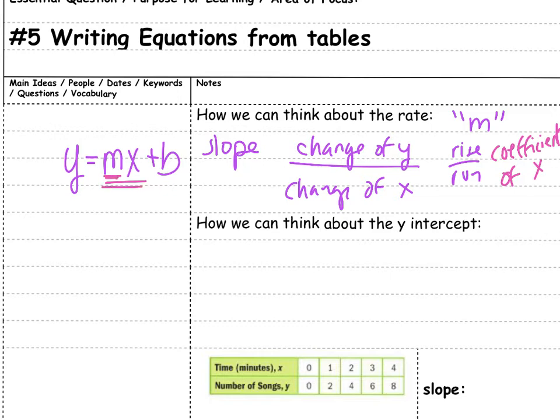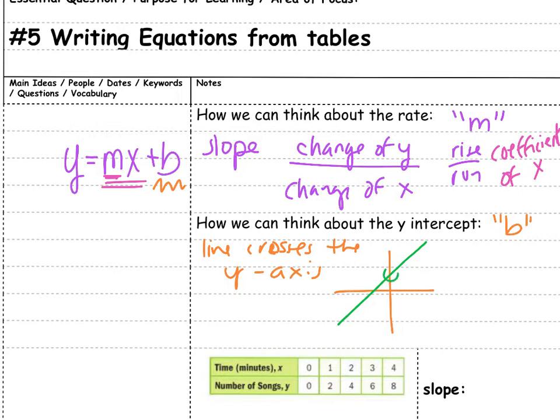in our equation. We also have a few ways of thinking about the y-intercept. In that equation, we know our y-intercept is that b value. And it's where the line crosses the y-axis. So if we look at a graph and our line is here, it's that point where it crosses the y-axis. And we know we could write a coordinate for that point of 0, something. And that something would be our b value or our y-intercept value. Those are all different ways of thinking about the same concept.